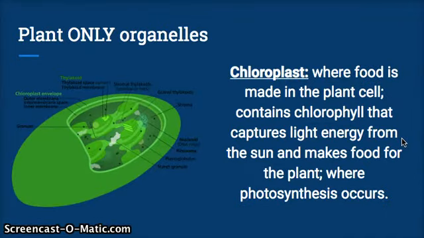Okay, so there's two plant-only organelles. There are chloroplasts and there is the cell wall. Chloroplasts is where food is made in the plant cell. Remember, plants can make their own food. Animals cannot make their own food, so animals do not have chloroplasts. Chloroplasts have this pigment called chlorophyll, and that's what makes them green. And this is what captures that light energy from the sun and makes food for the plant. And that is also known as the process of photosynthesis.